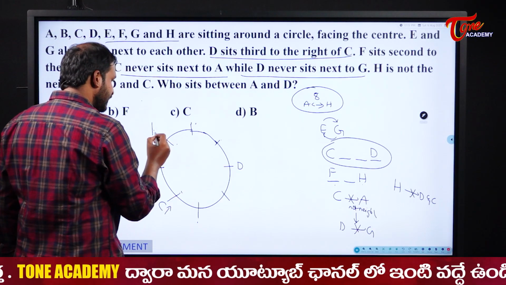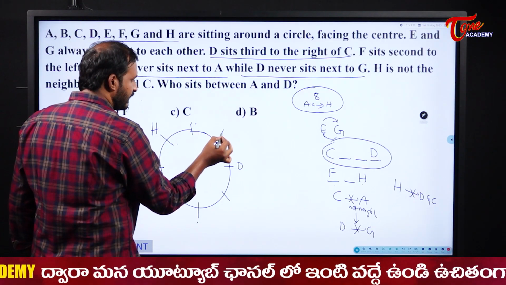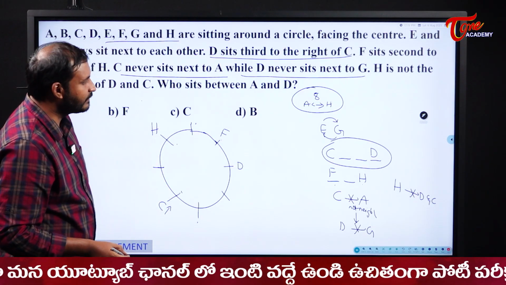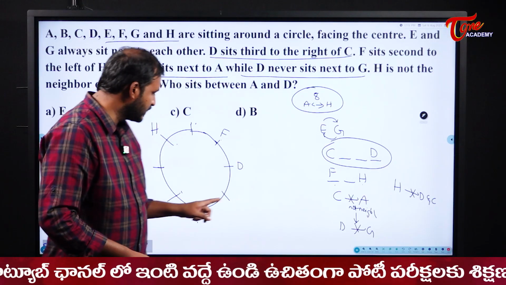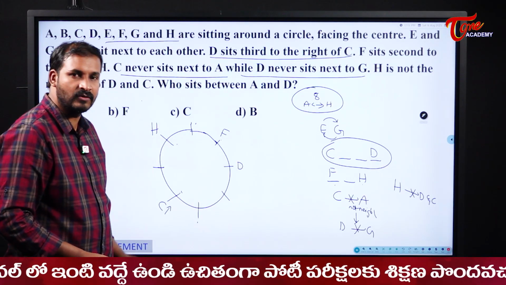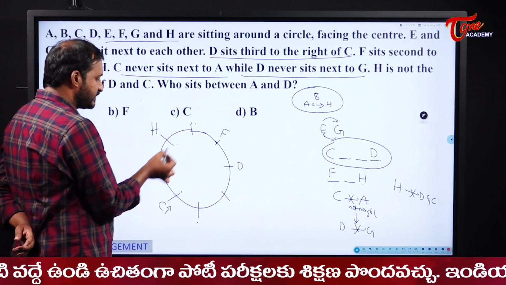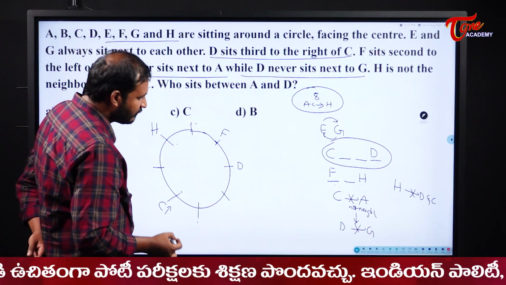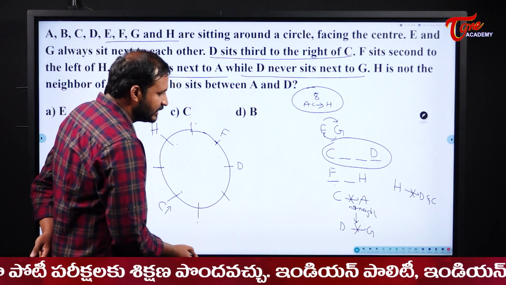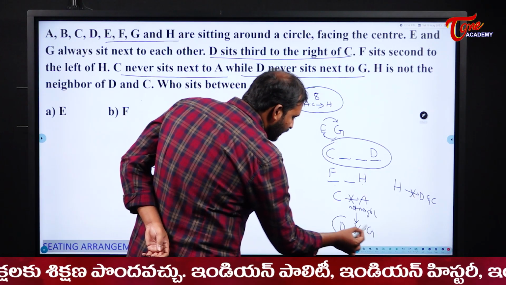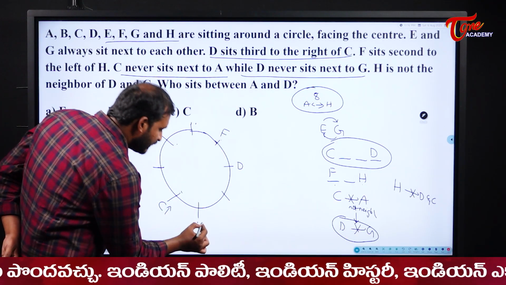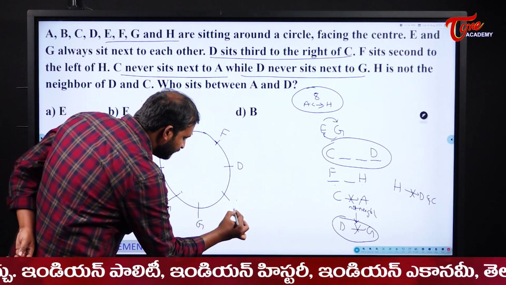I can have H here. If H is here, second left, I will have F. Where can I place E and G? E and G are neighbors, so this is the only chance. I cannot place E here or here. And they told that D is not a neighbor to G. So definitely G will come here and E will go here.